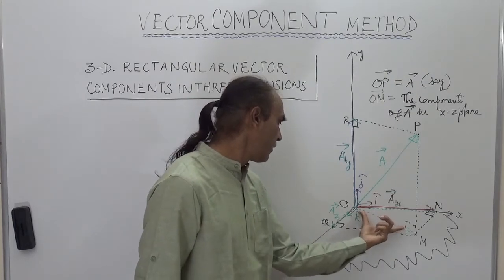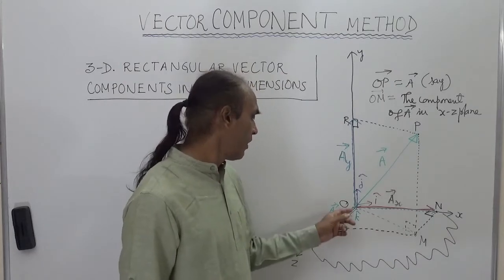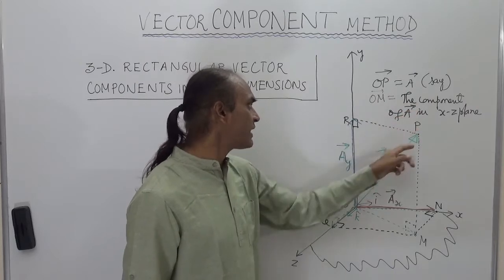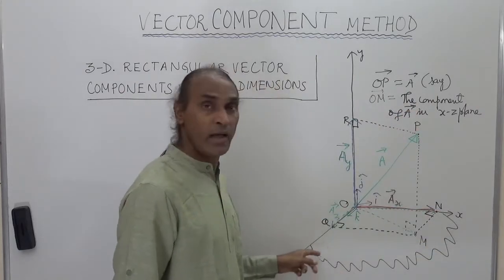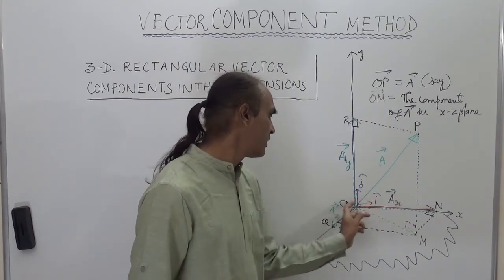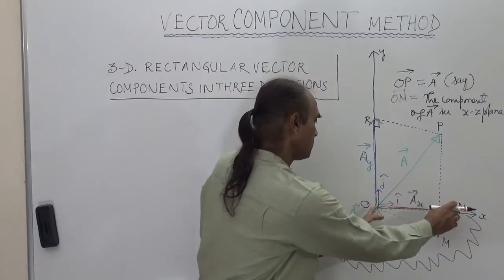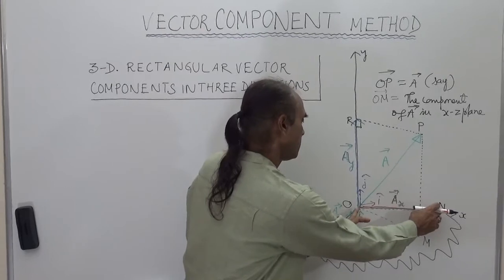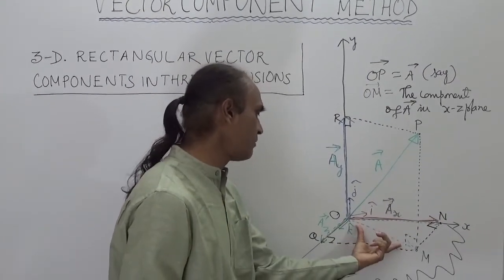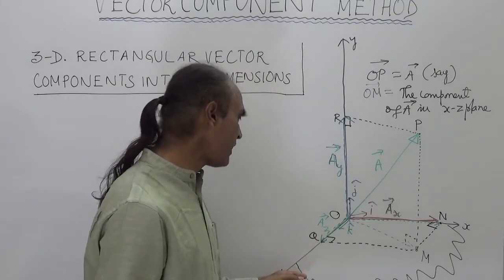Therefore, this segment, or the vector OM, is the component of the given vector in the xz plane. Again, you drop two sets of perpendiculars onto the x and z axes, and the resulting segments OM and OQ of this component of this vector in the xz plane.